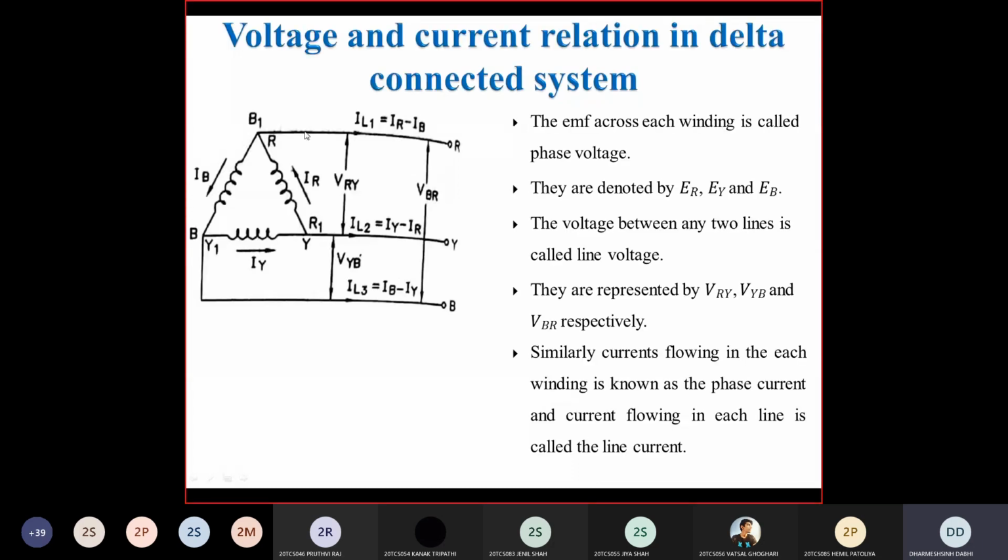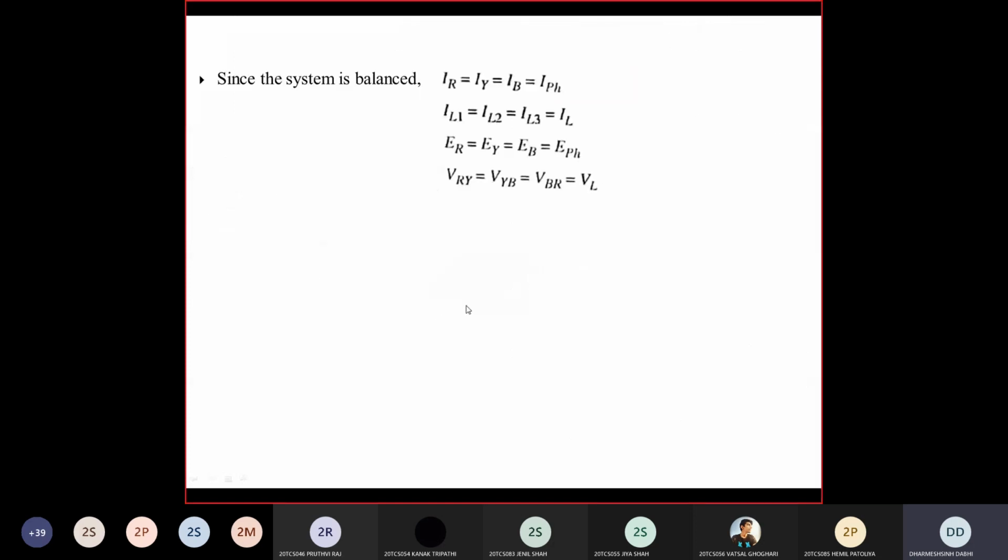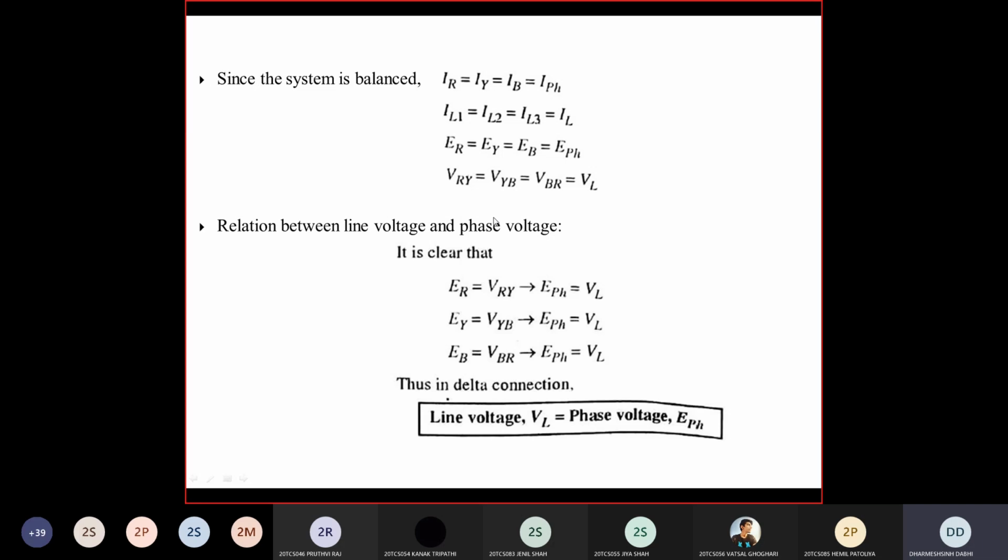Similarly, the current flowing into the line we call the line current, and the current flowing into the winding is called the phase current. Now, in a balanced system, each phase current is the same, and each line current is the same in each line. Here the voltage across the line and the voltage of any phase are the same.